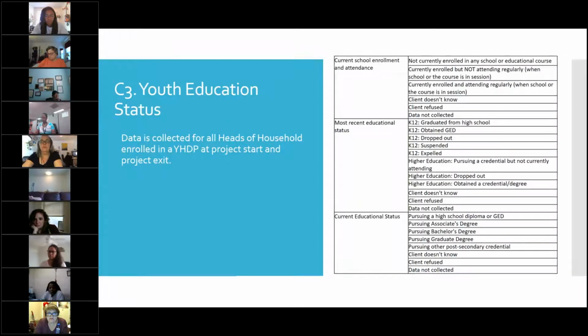Next slide, please, Zara. Thank you. Now on to data element C3, youth education status. Youth education status is a new data element to be collected for all head of households enrolled in a YHDP, which is a youth homelessness demonstration program project, at project start and project exit. It asks the current school enrollment and attendance, the most recent education status, and the current educational status.